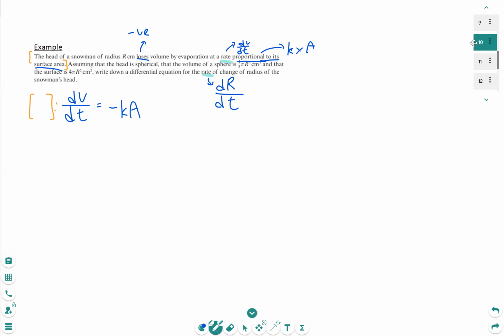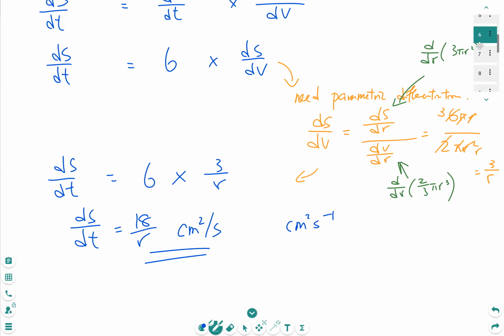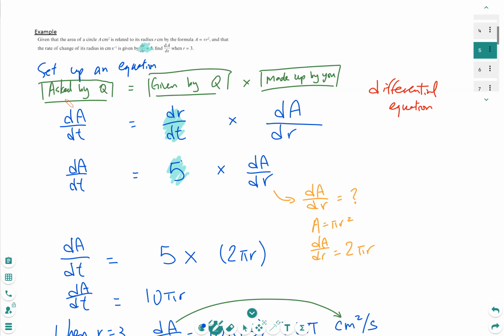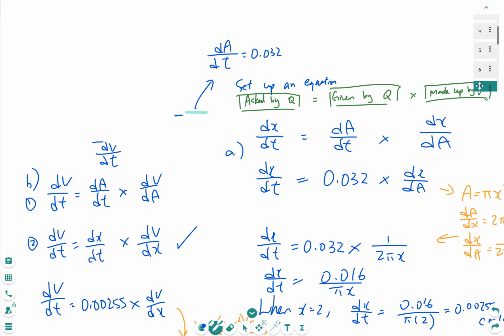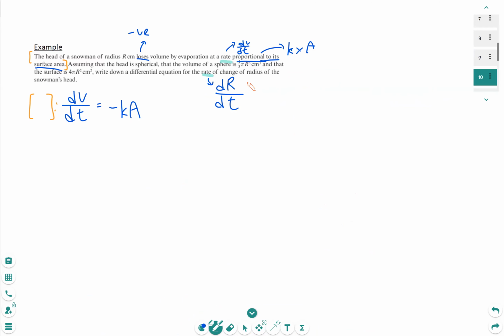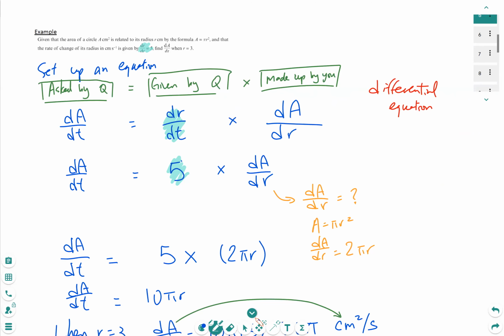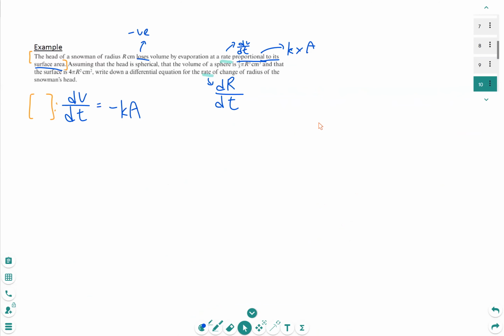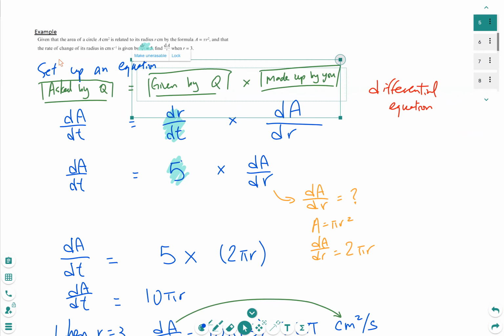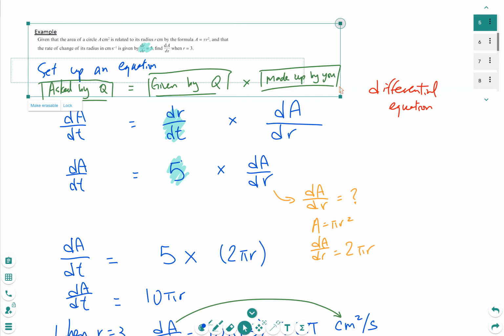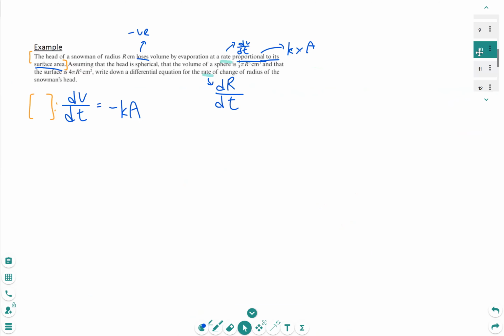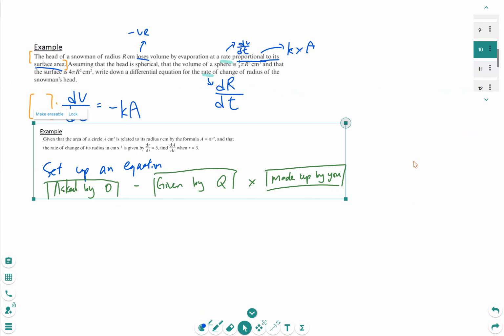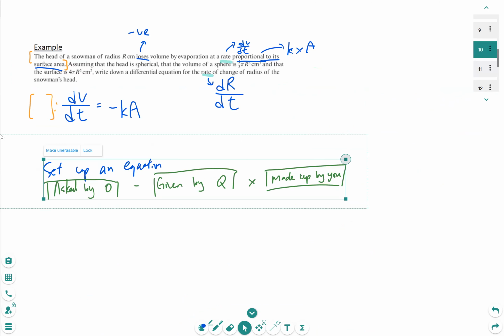So we need to do something like what we learned last lesson. We need to set an equation: asked by question equals given by question times the fraction made up by you. Okay, so this time, actually, can I copy this from the previous one? Yep, it works, even though we don't need it. Okay, so we need to set an equation.